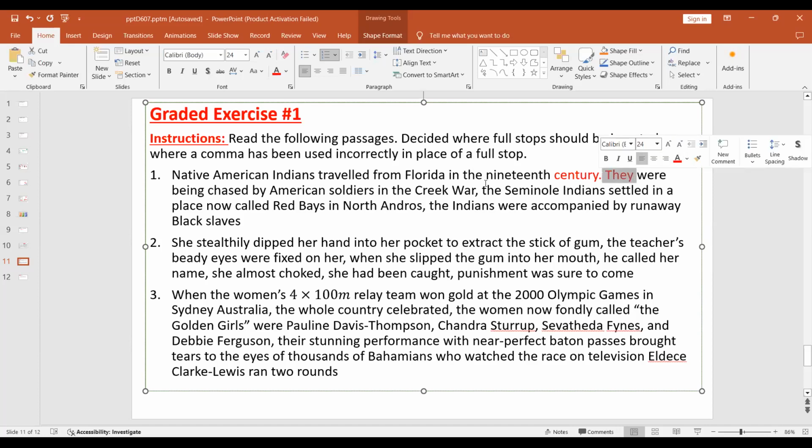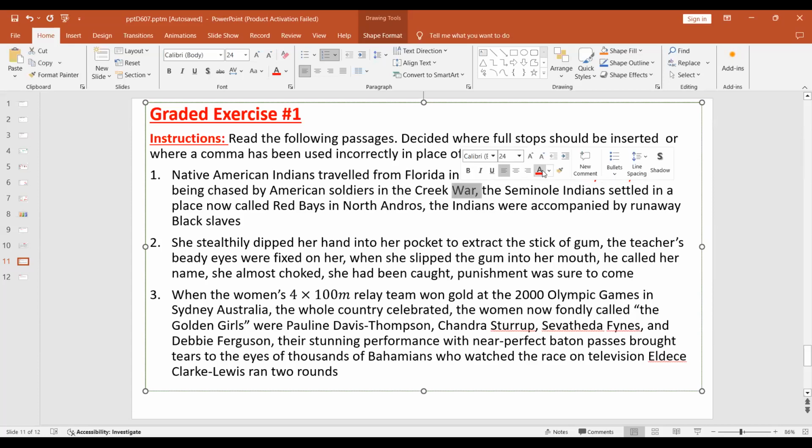They were being chased by American soldiers in the Creek War. All right, so that's what I was looking for you to do. Put a period here. How many persons did that? Put the period there and then just split it into two sentences. I did. Yeah, I did. Okay, good. All right. So put the period, capitalize the T, and put the period there as well. Okay, good. Then what we have to do, this Seminole Indians, we have to capitalize the what?